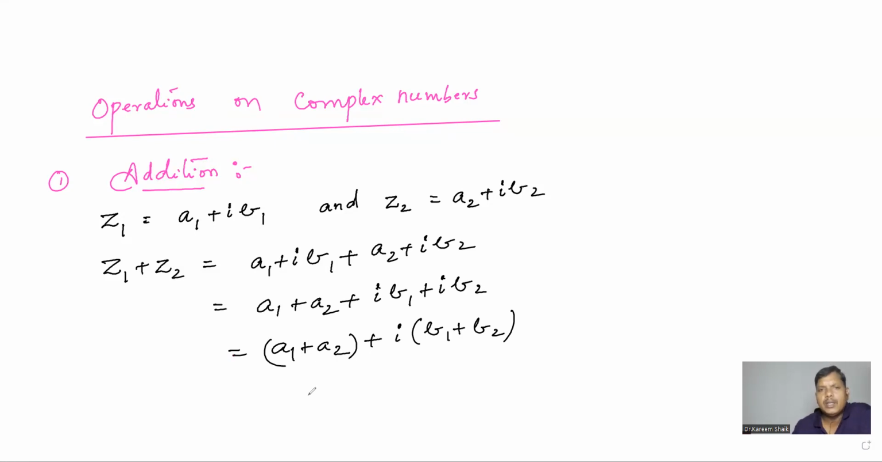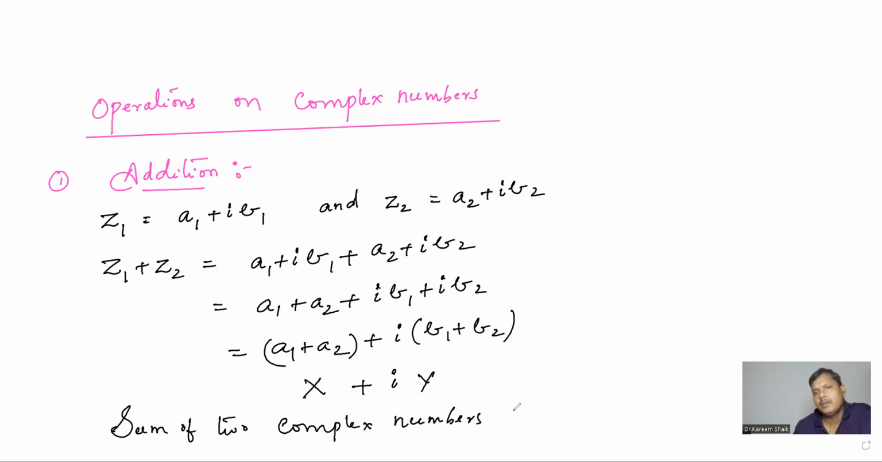For example, if I denote it by capital X, and B1 plus B2 is denoted by capital Y, observe: X plus iota Y. It is also in the form of a complex number. So from this we can understand the sum of two complex numbers is also a complex number. Please remember, not only that, the sum of three complex numbers is also a complex number.